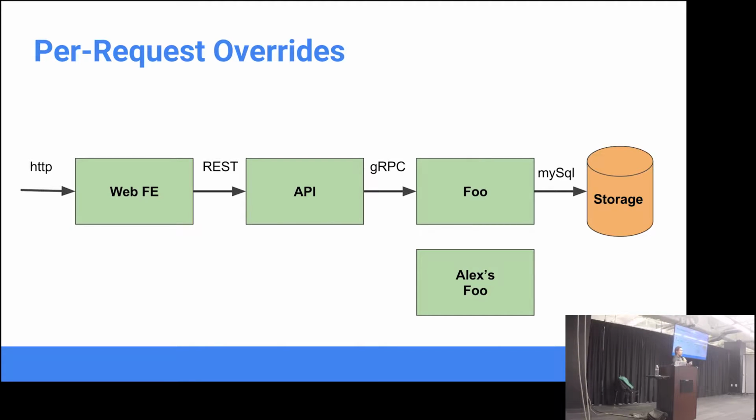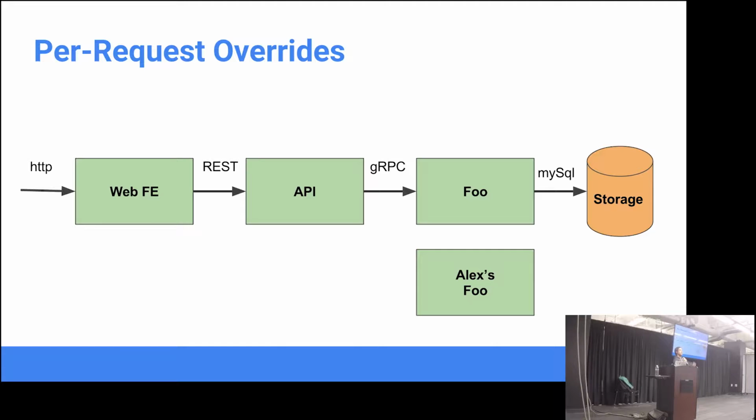All right, so one thing that you can do to get the best of both worlds is per request overrides. So what does that mean? The first thing you'll want to do is deploy your modified version of your service into the prod cluster, but don't have any traffic going to it.